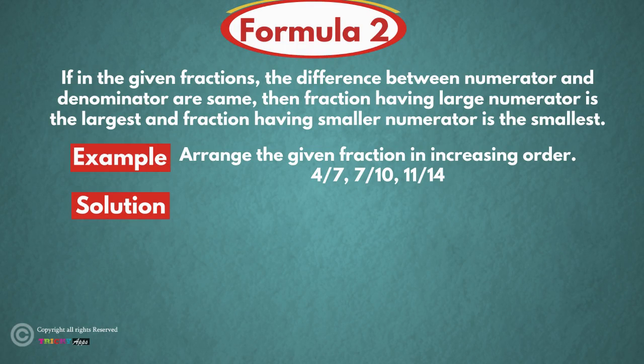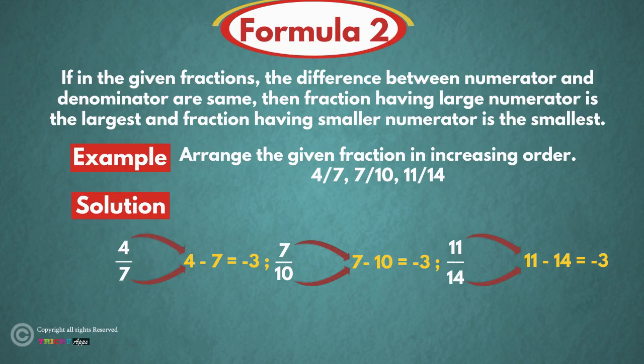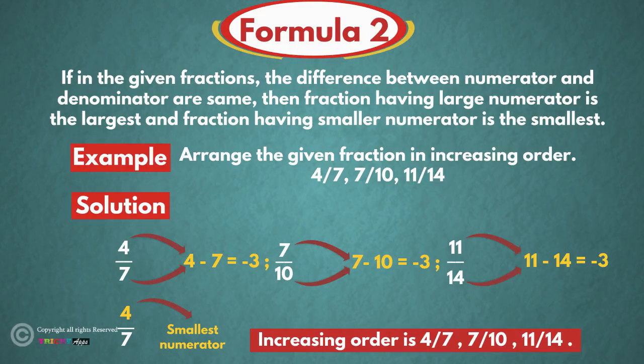Let us see the solution. Since in all the fractions, the difference between numerator and denominator are the same, the increasing order is 4 by 7, 7 by 10 and 11 by 14.